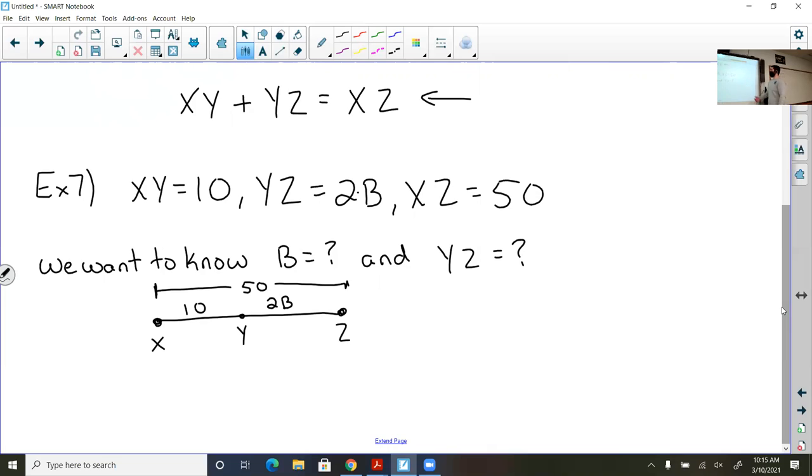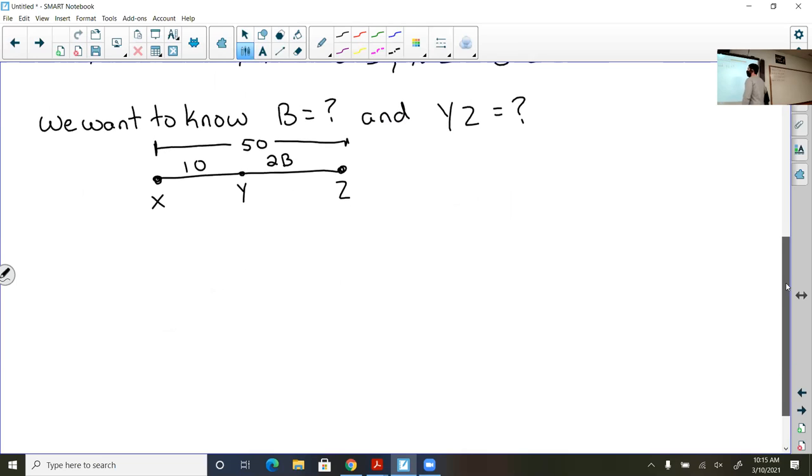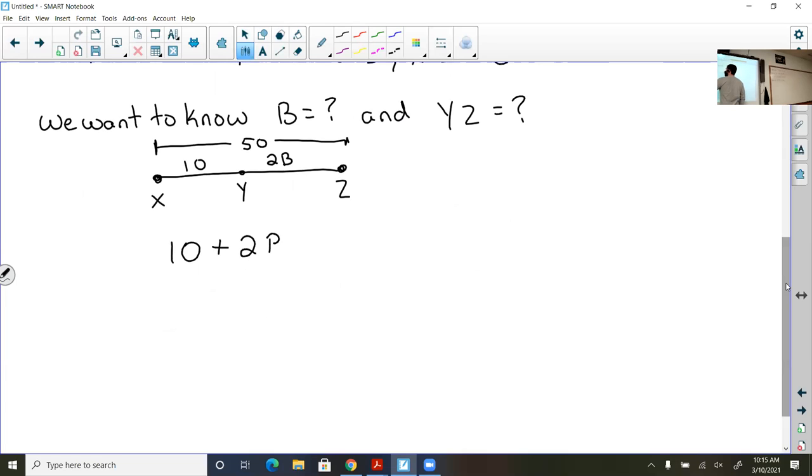So now this is set up like our second type of problem, where I know what one part is, and I want to figure out the second part. So to do this, I'm going to set up an equation. I'm going to say that 10 plus 2b is equal to 50. Because again, the equation I wrote up above says that one segment xy plus the other segment yz equals the entire segment of xz. And then I solve. So this will be a two-step equation.